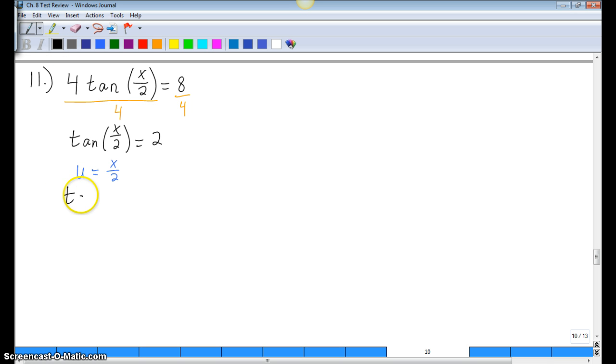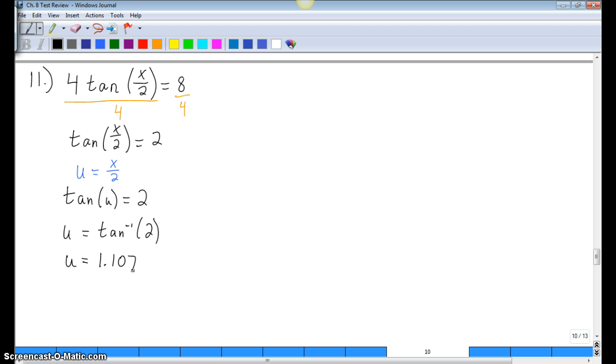Alright, once you do that, go ahead and rewrite it so that tangent of u is equal to 2. Now we're back to familiar territory. If we take the tangent inverse of the left side, we get u. We've undone tangent. On the right side, tan inverse of 2. Again, not a unit circle exact answer. We're just going to go to our calculators, and we're going to find that u is set equal to 1.107.